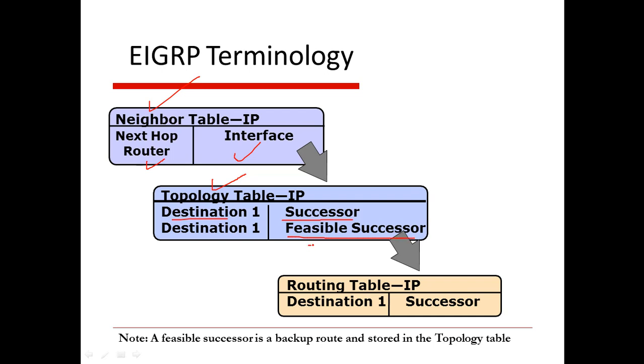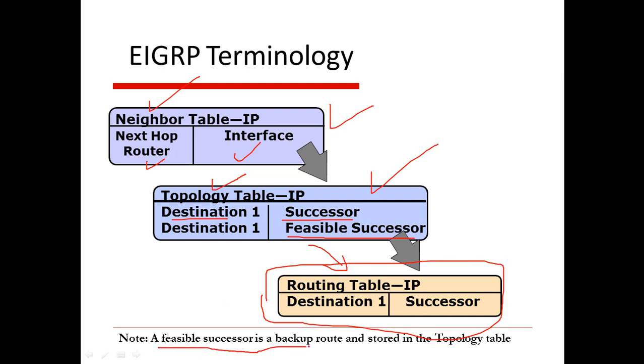So you can have the update over here. This routing table will be updated using the information provided by the neighbor table and the topology table of the overall network, or AS actually. A feasible successor is a backup route stored in the topology table.